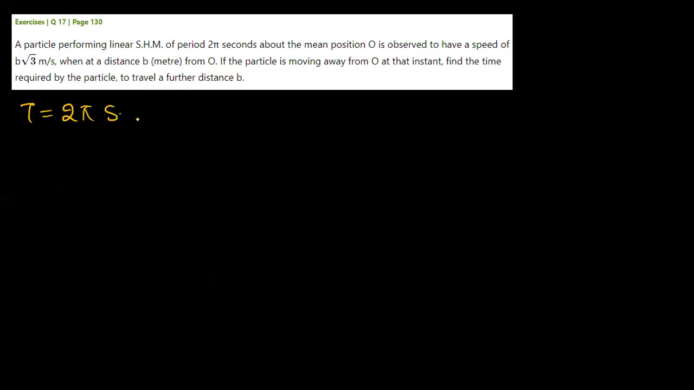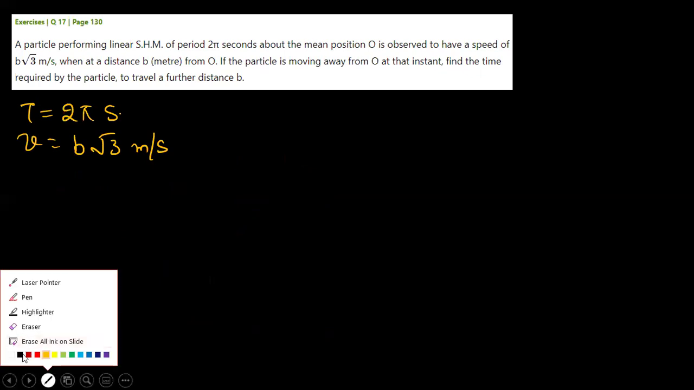About the mean position O, the particle is observed to have a speed V, given as b root 3 meter per second, when it is at a distance b from O. For this case, we will have to draw the diagram. The diagram is not mentioned in the question.